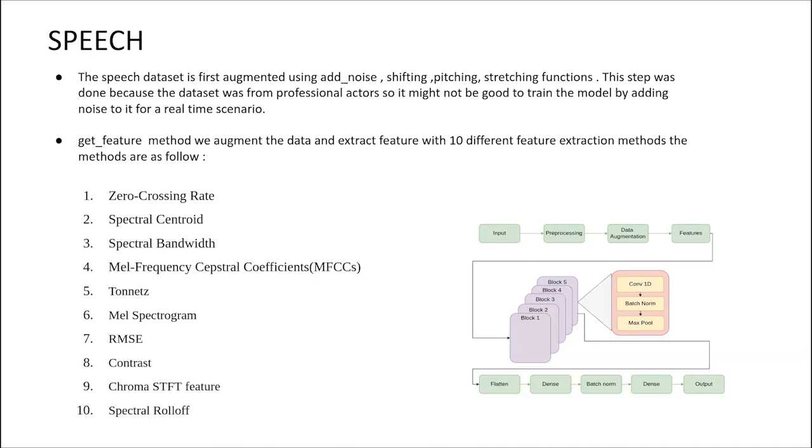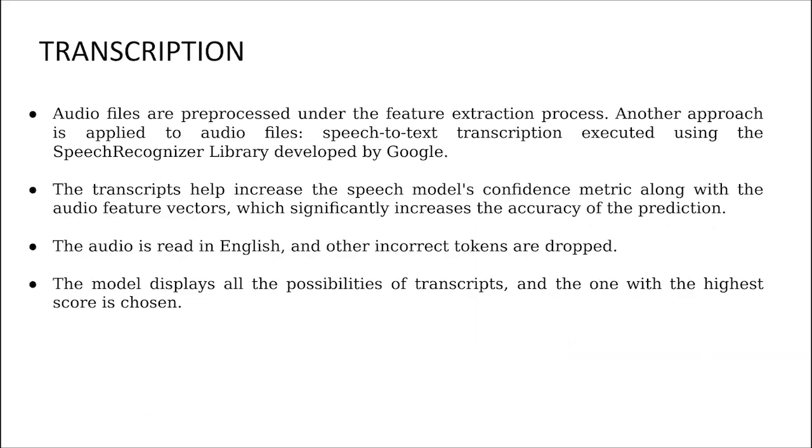Since the dataset was from professional actors, to make it suitable for real-time scenarios, we augmented the data using 4 techniques: addition of noise, shifting, pitching, and stretching. Later, we used 10 feature extraction methods: zero crossing rate, spectral centroid, spectral bandwidth, MFCC, tonnetz, Mel spectrogram, root mean square error, contrast, chroma STFT, and spectral roll-off.